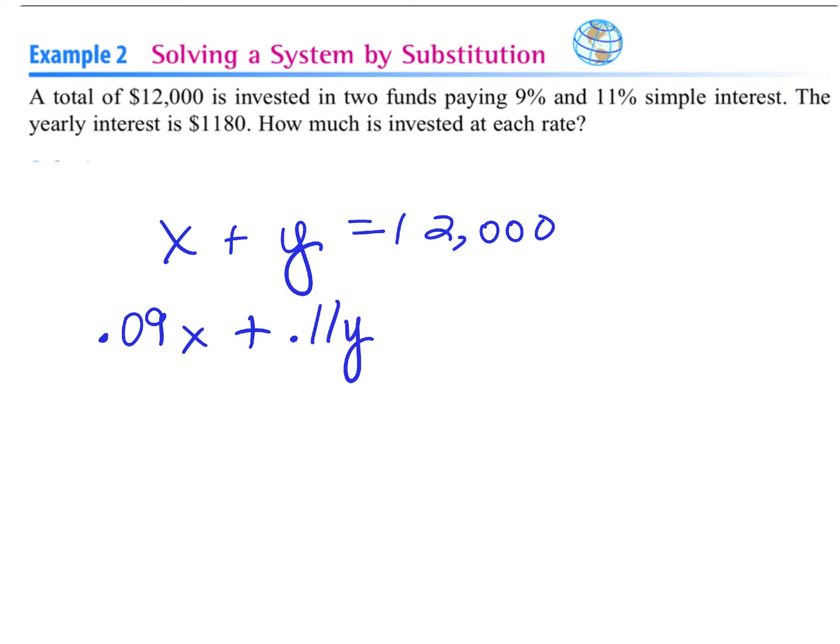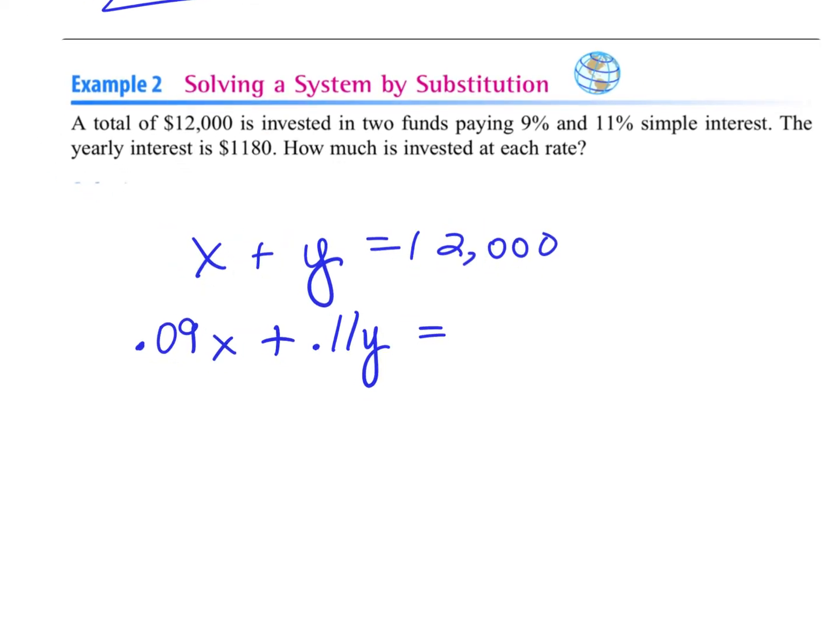Well, how much of the interest did I accrue or did I earn? What does it say? 1,180. Do you see how I kept the interest of 1,180 with the fund interest rate?